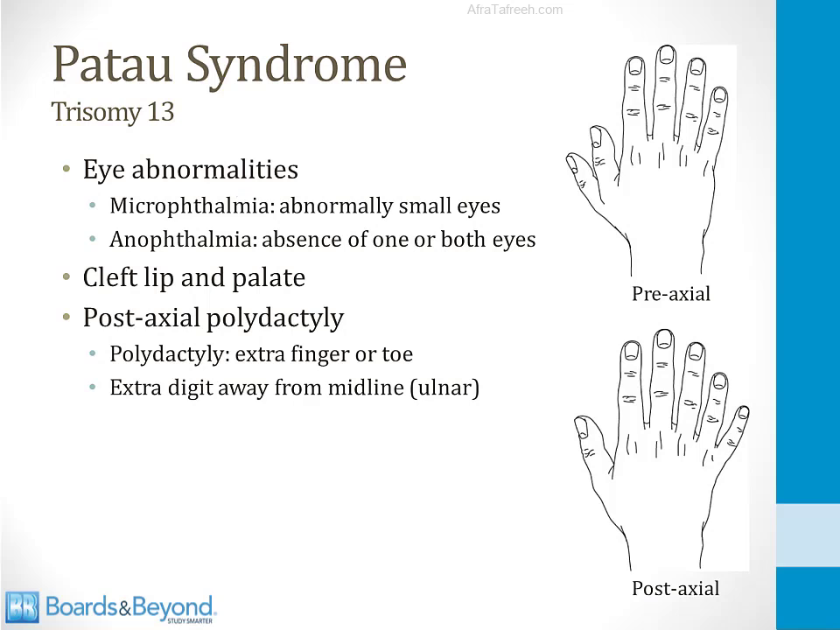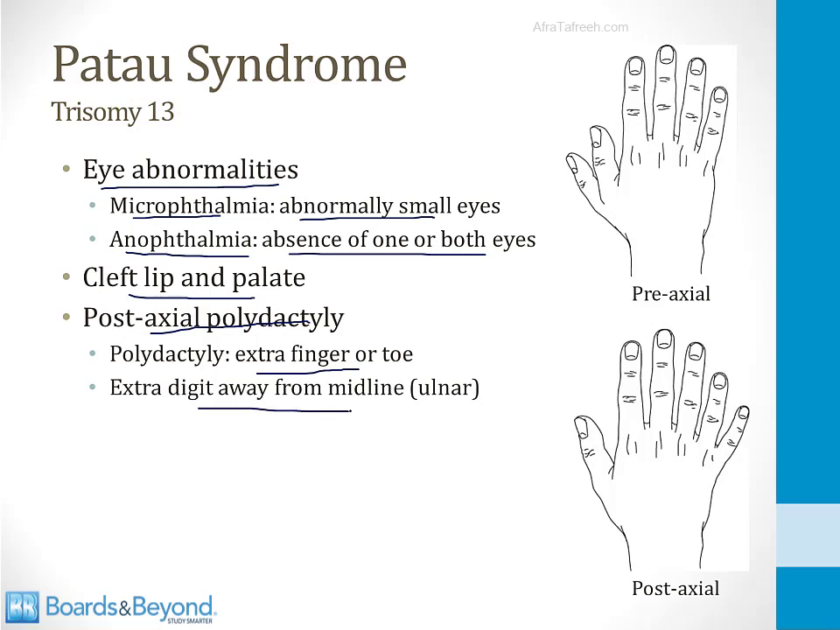Some of the key features I've listed on this slide: the eyes are often abnormal. These babies can have microphthalmia, which is abnormally small eyes. They can also sometimes have anophthalmia, which is absence of one or both eyes. They often have a cleft lip or palate, and another characteristic finding is called post-axial polydactyly. So polydactyly is an extra finger or toe, and post-axial means the extra digit is away from the midline. So in other words, in the hand, it's on the ulnar side.